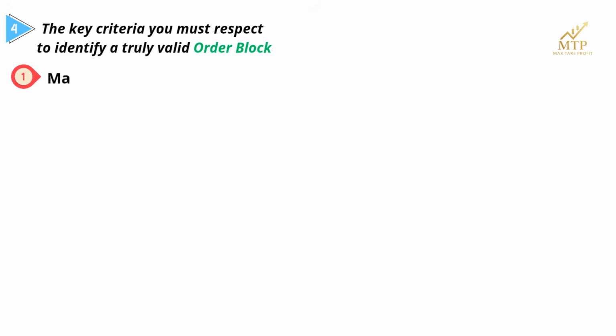Key criteria to respect for a high probability order block. 1. Market trend. Like in most trading strategies, it is very important to trade in the direction of the market trend and never prioritize an order block that goes against the trend.